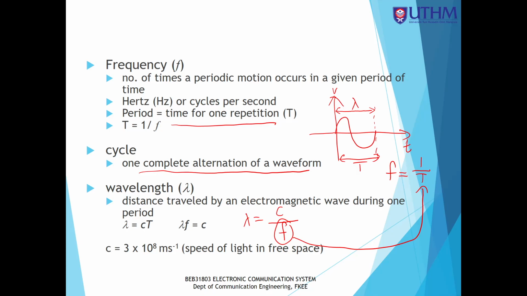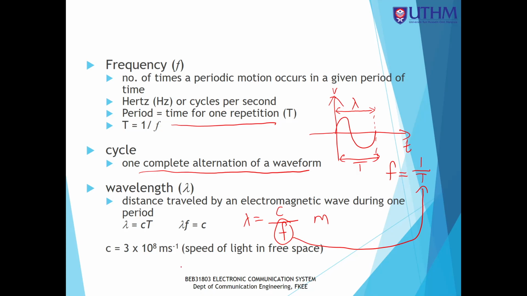So when you want to find the wavelength, for example, in free space, dalam udara, we divide the speed of light by the frequency of the wave. So you're going to get this in terms of meters, dalam unit meter.